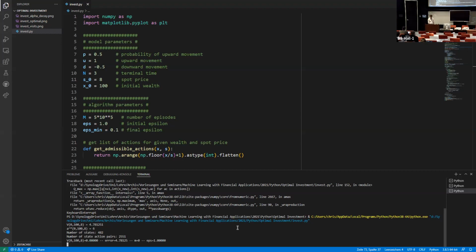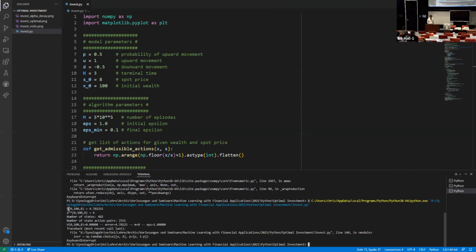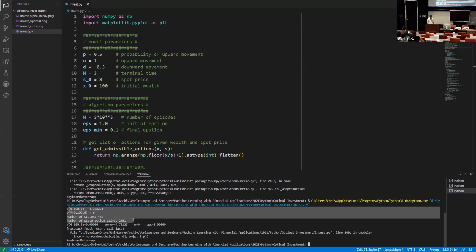And let's stop this. Down here you can see what we need to know. So the value function tells us that at initial time with wealth of 100 and the initial price of 8 it is 4.7. This doesn't tell us anything. The optimal action in that state is 6. So we buy 6 shares. The number of states that we have available is 482. So that's all combinations of time, wealth, and prices. And that's only 3 periods.